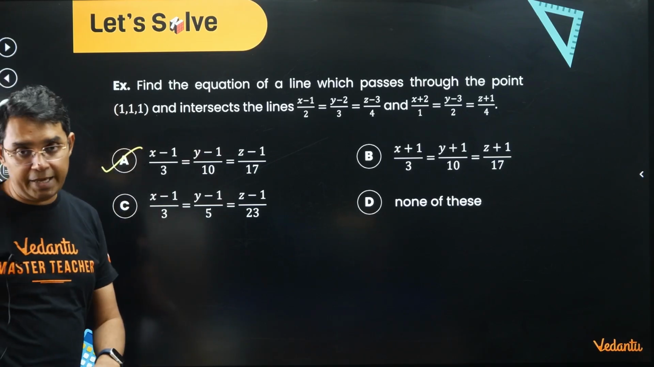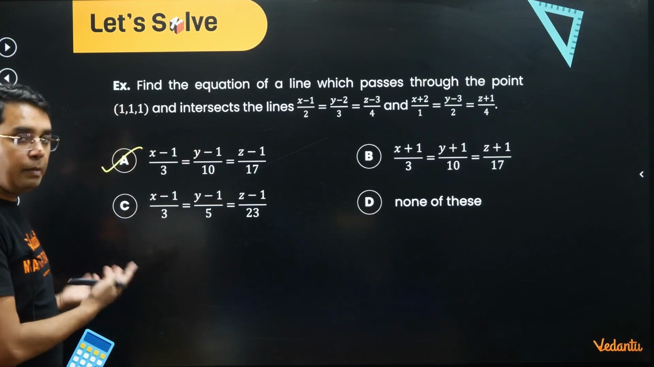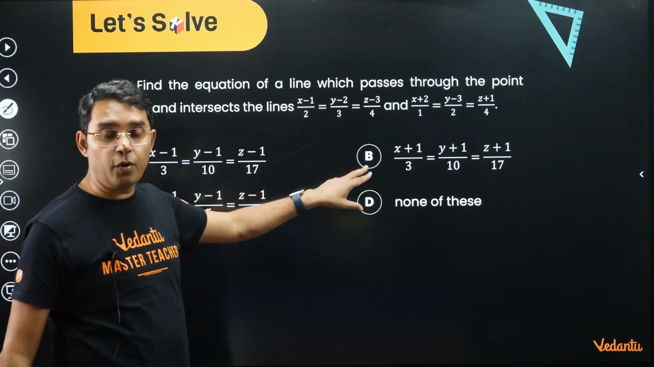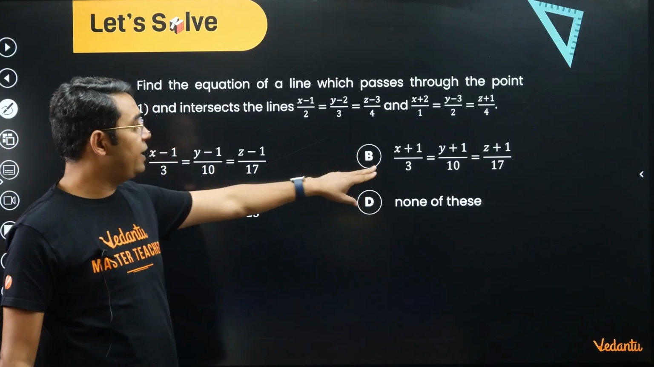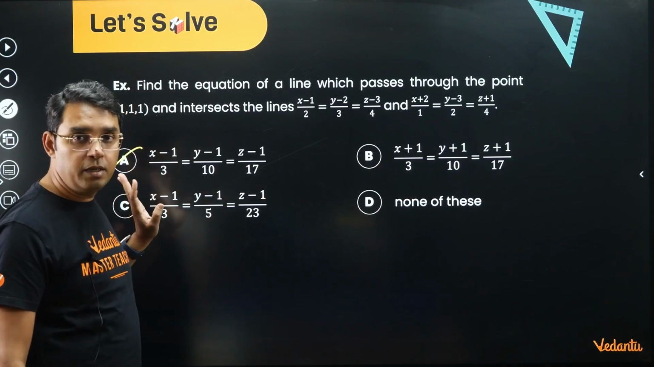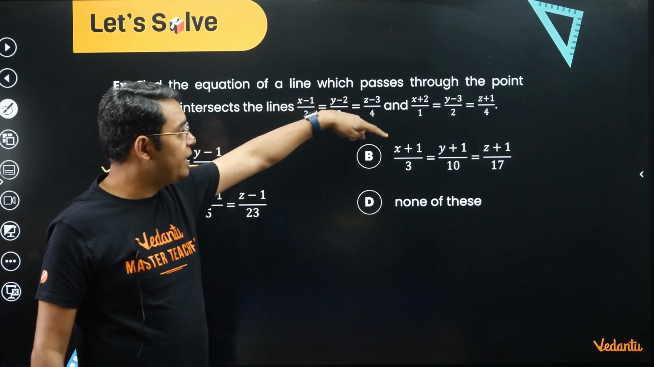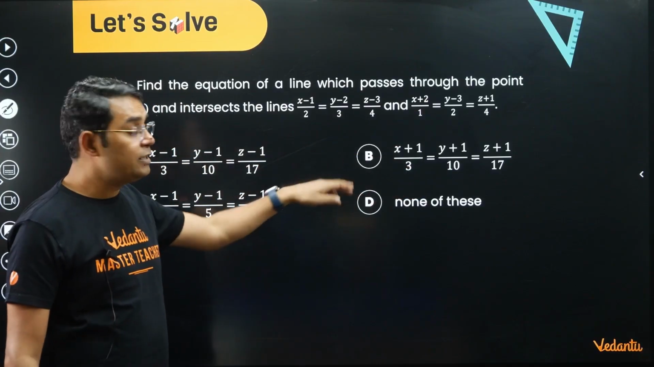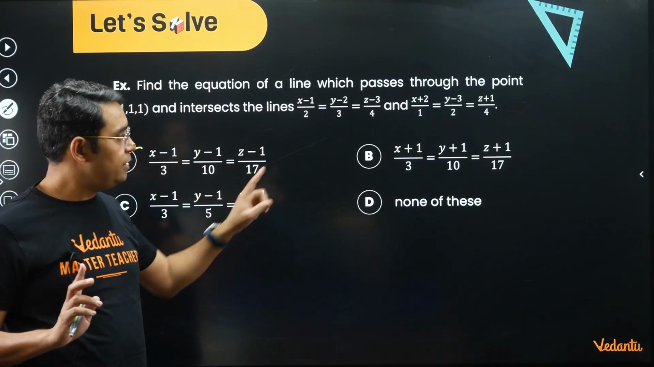Dear students, there is one catch, please try to understand, because this is maybe a single correct question, but if it is multiple correct, then you have to check for this point, this line also, because this line is having the same direction ratios, 3, 10, 17, as the answer. But who knows, this point minus 1, minus 1, minus 1 is also lying on the same line, then this will also be considered as an answer.